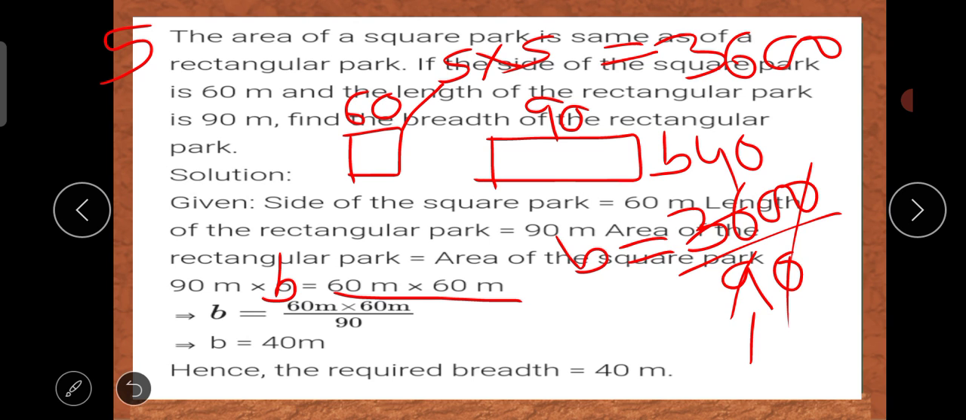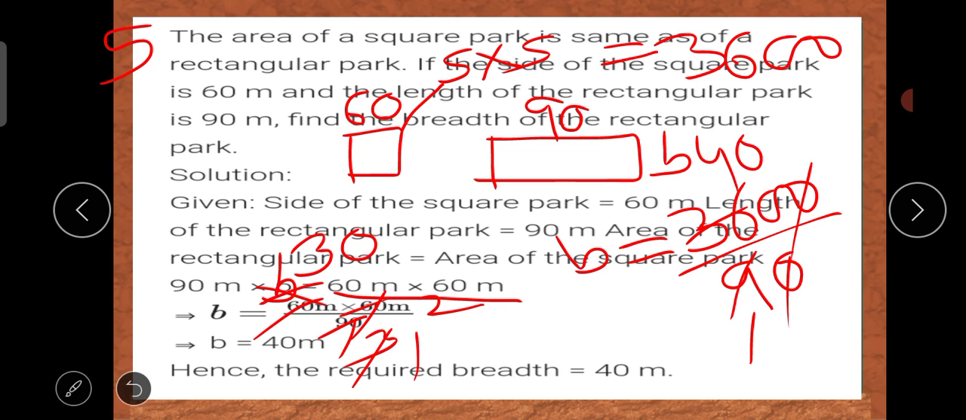Okay. In this way also we can find. And the second method, you have to write area of the rectangle which is equals to the area of square. So 90 into B is equals to 60 multiply by 60. So B value we will find by cross multiplying. Here 60 multiply 60 upon 90. So when we cancel this 0 we will get what? 6 and here 9. So 6 will be divided and write here 2. 3 2s are 6 and here 9 will cut and write 3. 3 3s are 9.